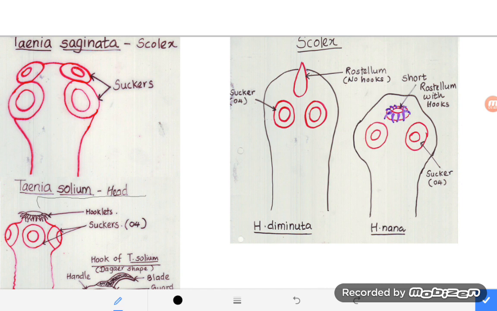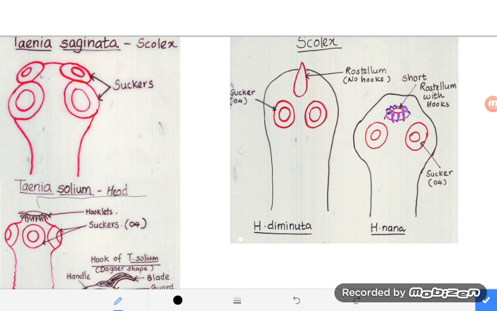So commonly we can see suckers in all 4 or all 5 species. Rostellum and hooklets may be present or not present. Right, rostellum and hooklets are not present in only Taenia saginata. Actually, rostellum, right? Rostellum is not present in Taenia saginata, but rostellum is present in all other 4 species: Taenia solium, Hymenolepis diminuta, Hymenolepis nana, Echinococcus granulosus.